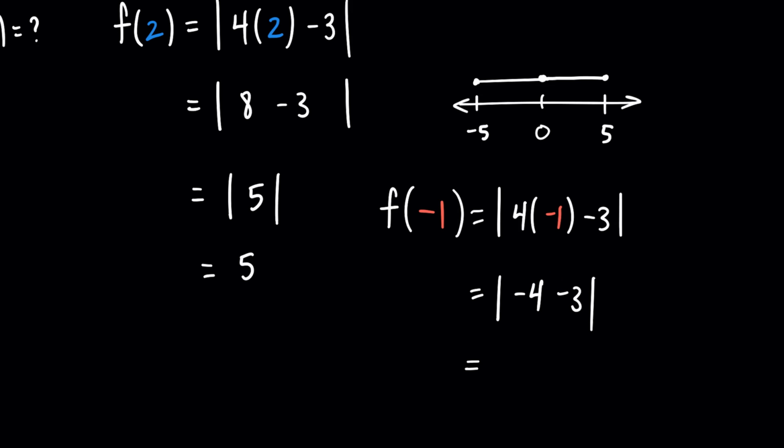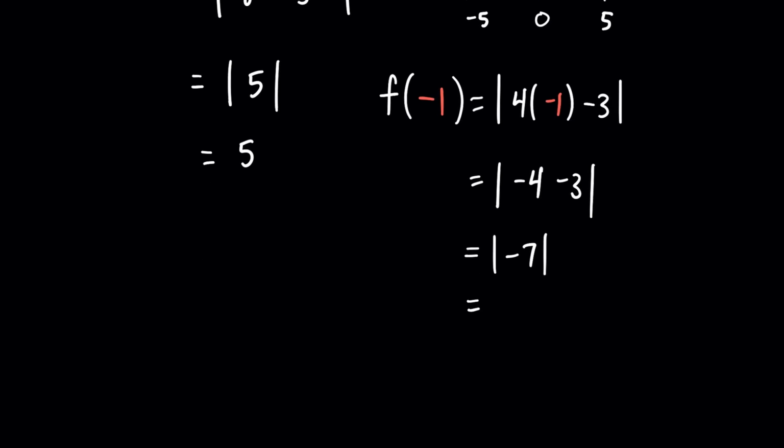A lot of people jump the gun here, and they do the absolute value of negative 4, and then they subtract 3 from it. Don't do that, okay? Do negative 4 minus 3, and then take the absolute value. All right, so this will be the absolute value of -4 minus 3, which is -7. And the absolute value of -7, well, since it's negative, we make it positive.